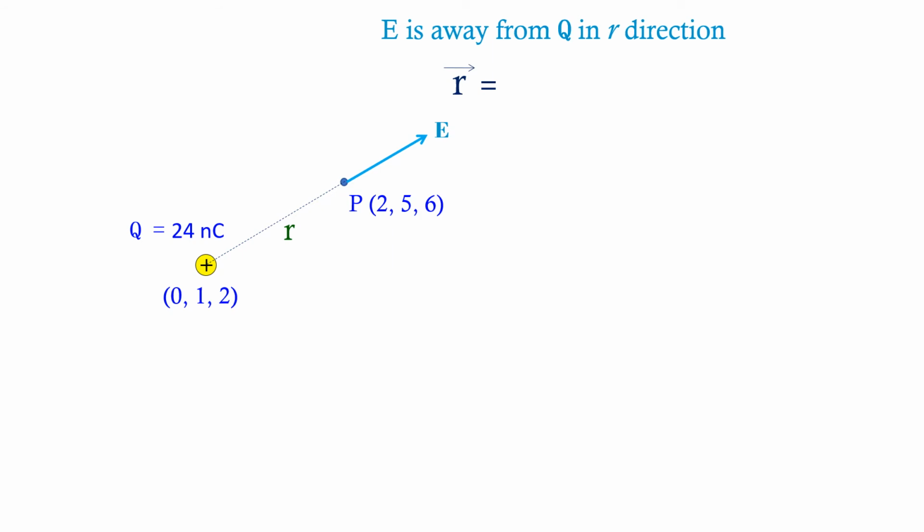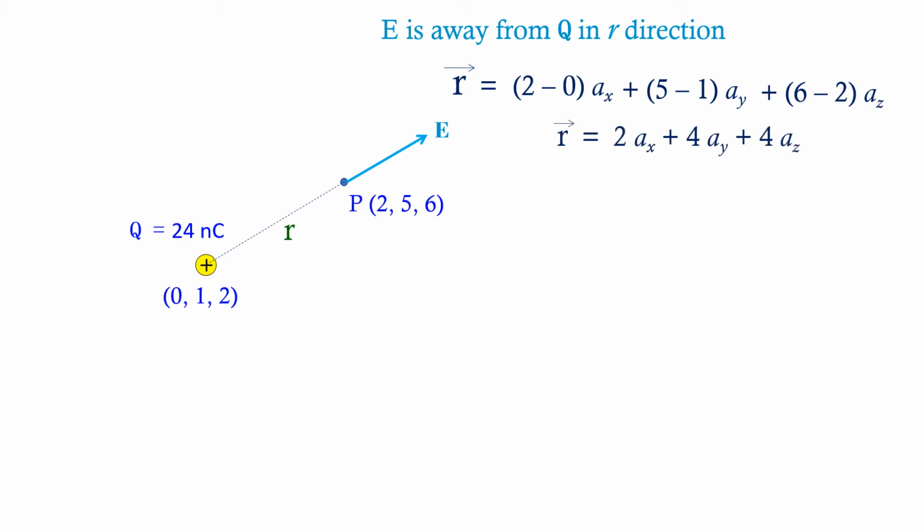The R bar is 2 minus 0 as the x component, 5 minus 1 as the y component, 6 minus 2 as the z component. It will be 2ax plus 4ay plus 4az. The magnitude is root of 2 square plus 4 square plus 4 square. It will come as 6.